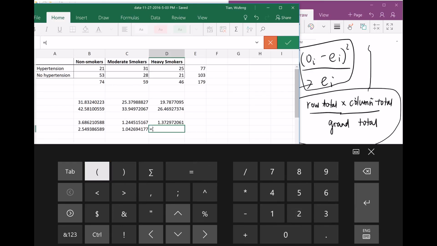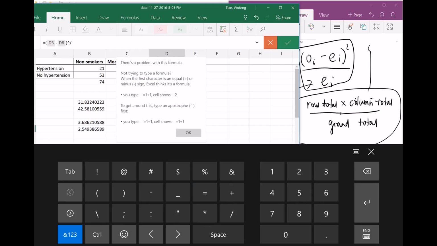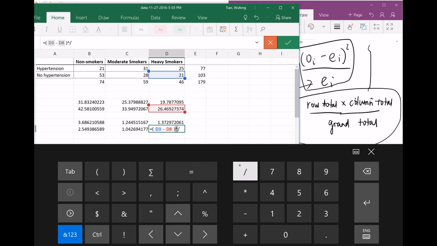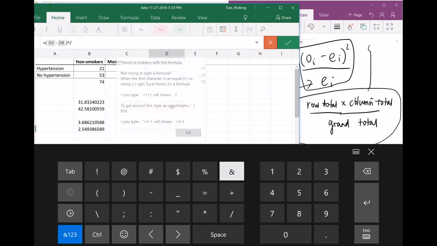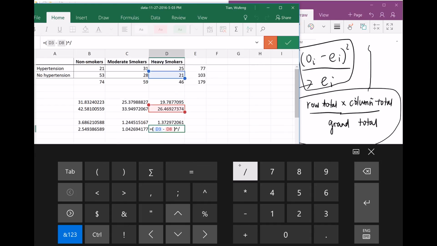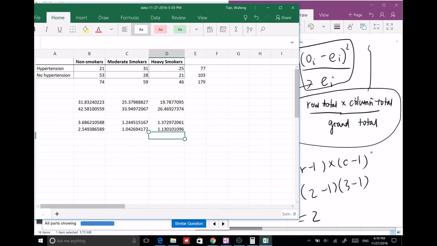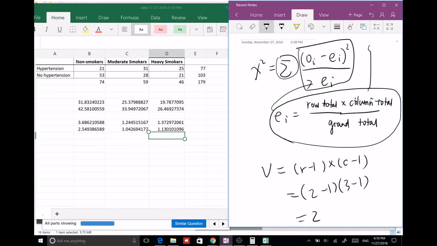equals parenthesis 21 minus this one parenthesis squared, divided by this one, divided by this one. Oh, I forgot a square, divided by this one equals. So now, this is a summation, right? Sum of that.